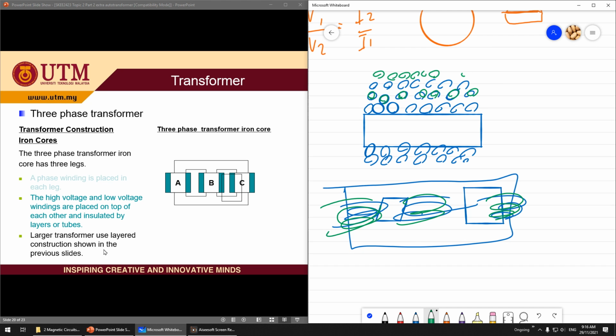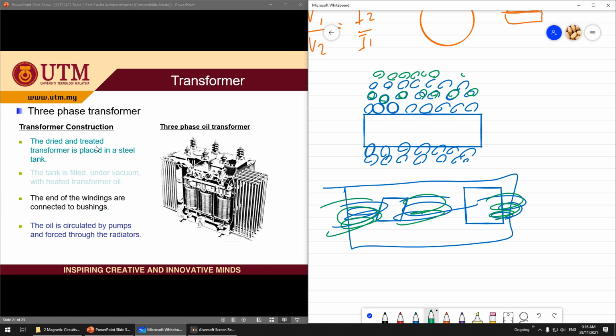Larger transformers use layer construction as shown in the previous slide. This one is dry treated and placed in a steel tank. Sometimes the transformer construction is put in a dry tank, meaning you don't have any moisture here, and it is under vacuum or oil. Either you make it vacuum or you put it in oil. So the ending of the winding, the connection, the bus bar, you put here and connect at the bushing.